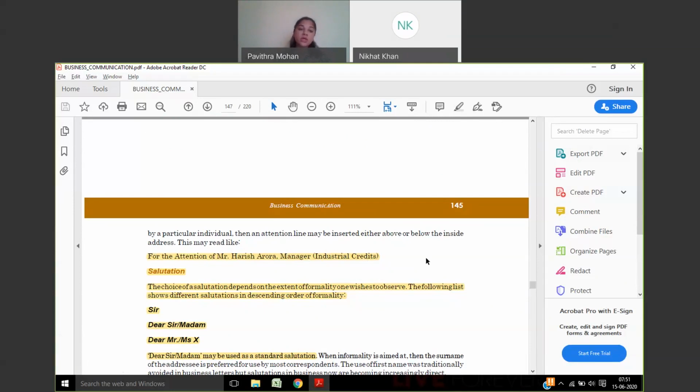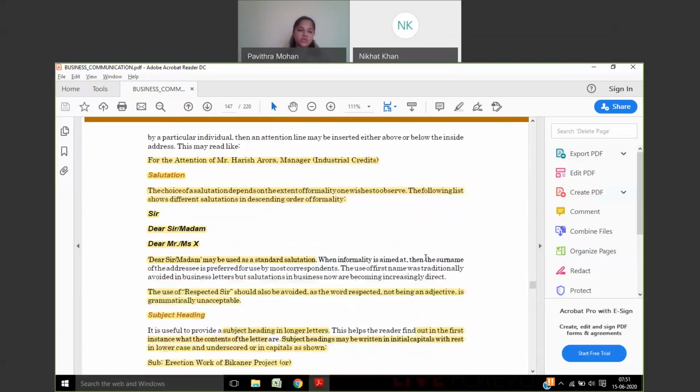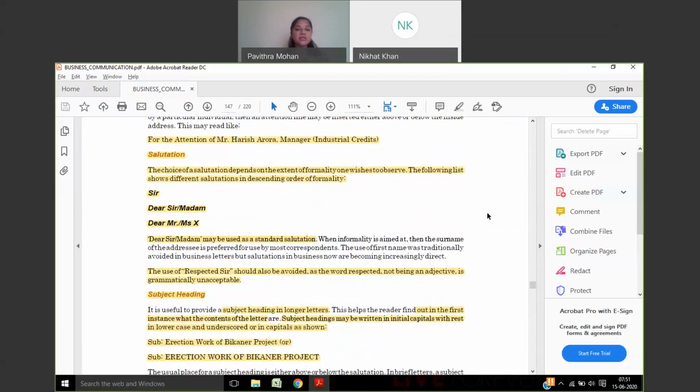Okay, so I can give the particular person who is the head of the department, or any particular person from whom I have received the letter or clarification requirement. So I can give their name and specify their information. So the attention line will be the next concept. And after this, we go with salutations. Salutation is basically the respect or regards we extend to the receiver.